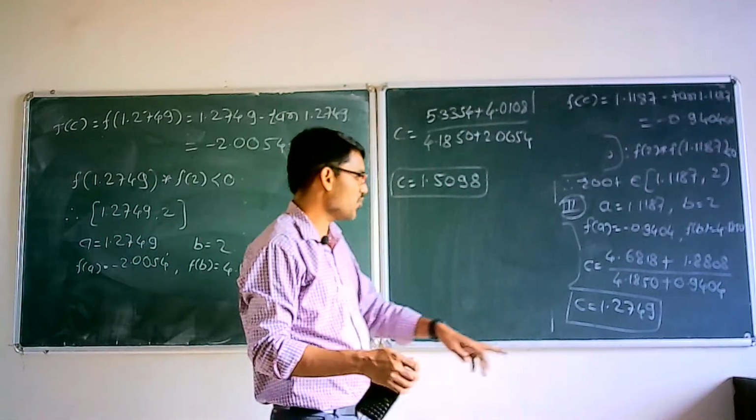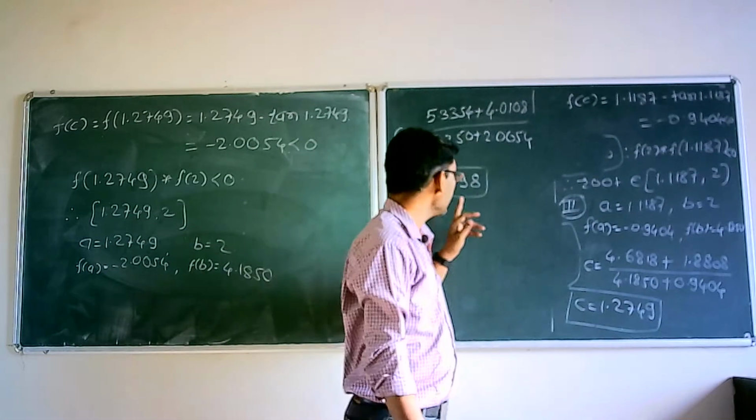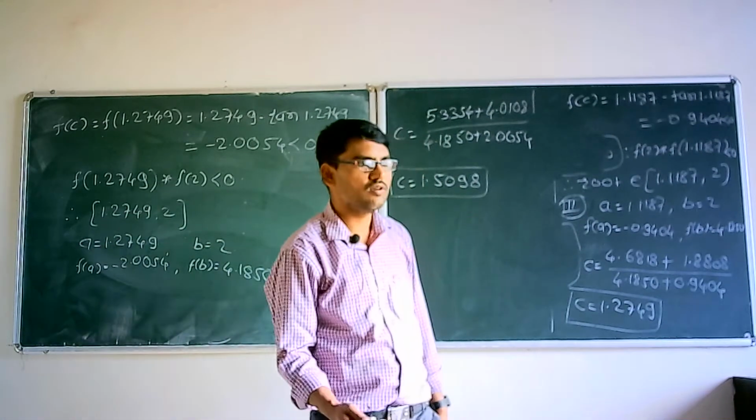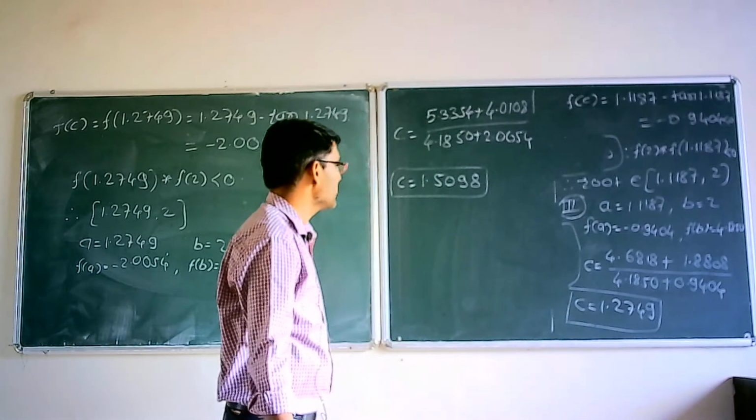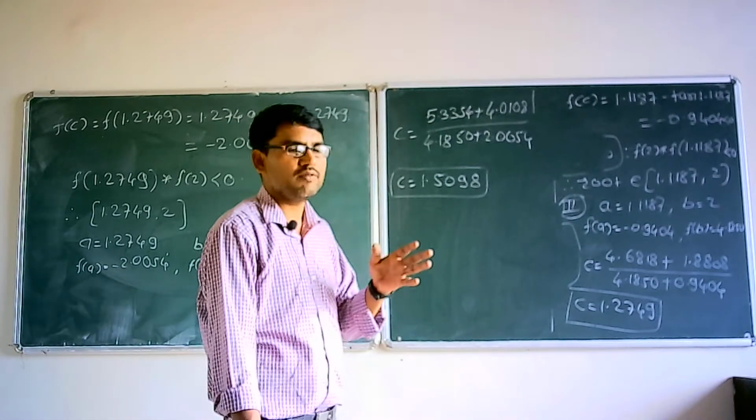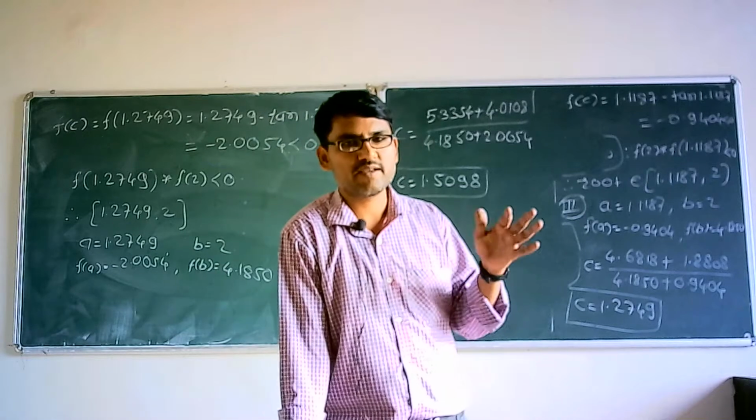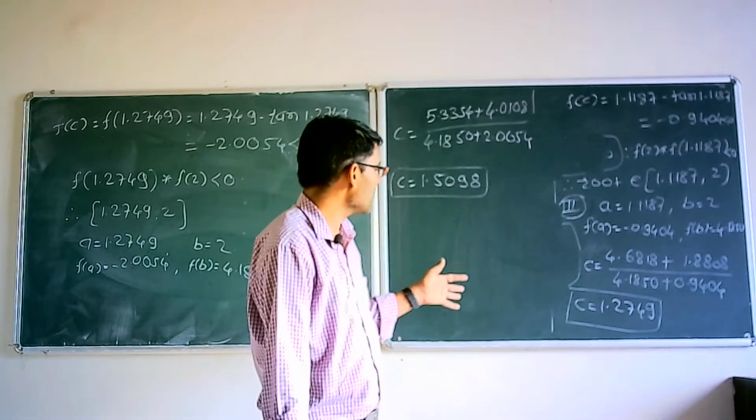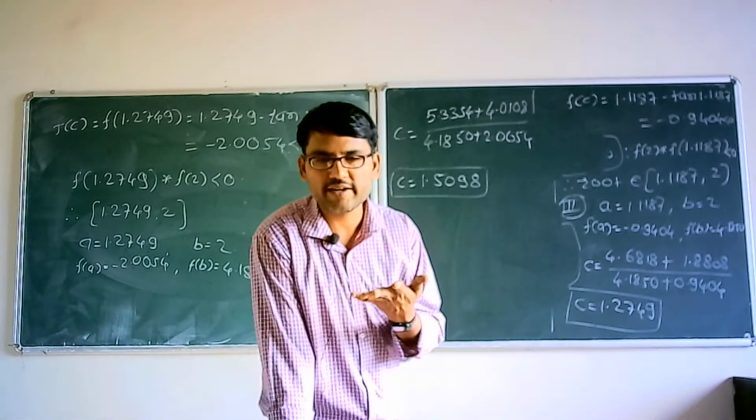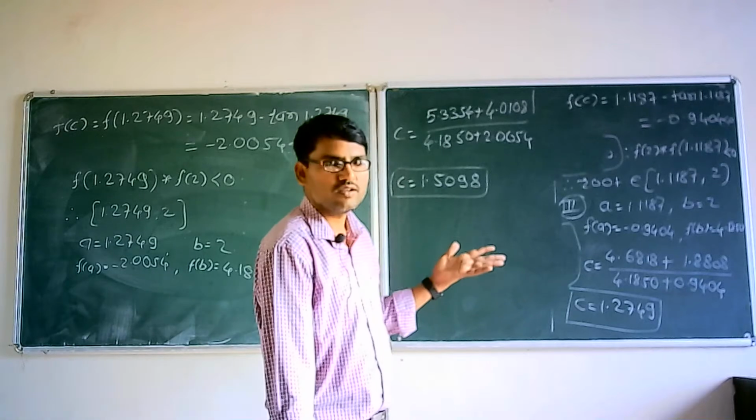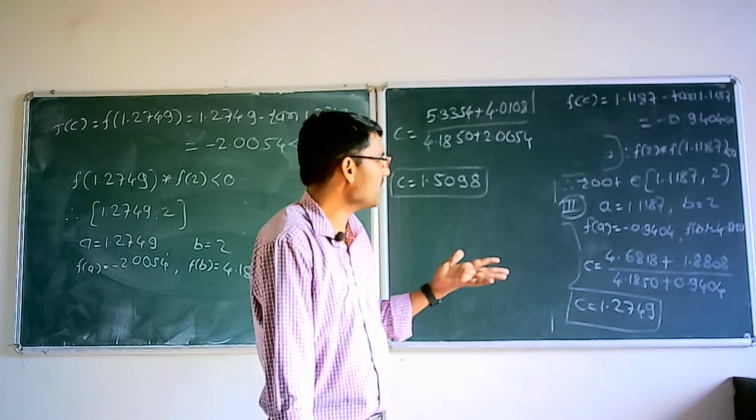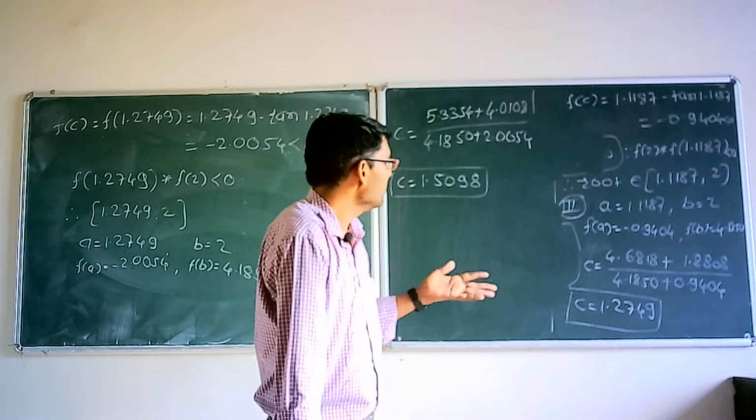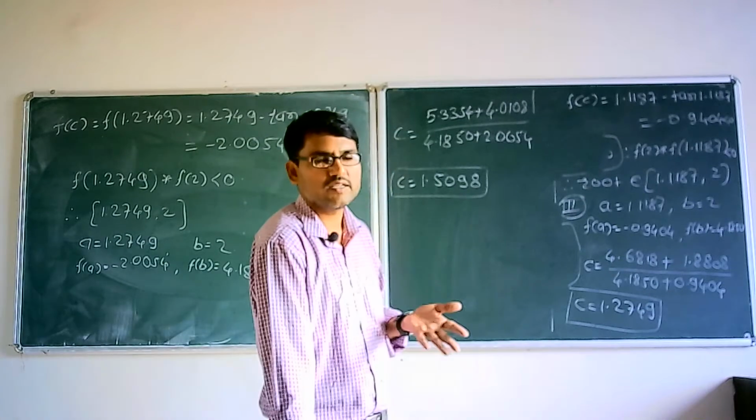If you observe, these two roots are not even correct up to 1 decimal place, because the previous C is 1.2749 and the new C is 1.5098. So the convergence is very slow. Try to evaluate this example by the next steps; you may require more than 10 steps to get an approximate root. Instead, if you use the Newton-Raphson method, you will get the root within 3 to 4 steps.